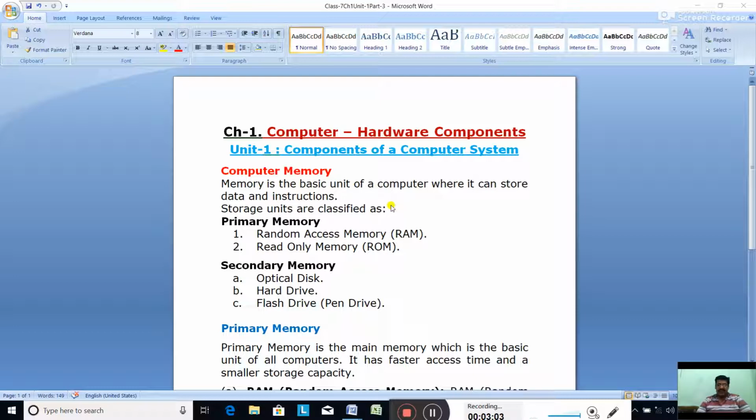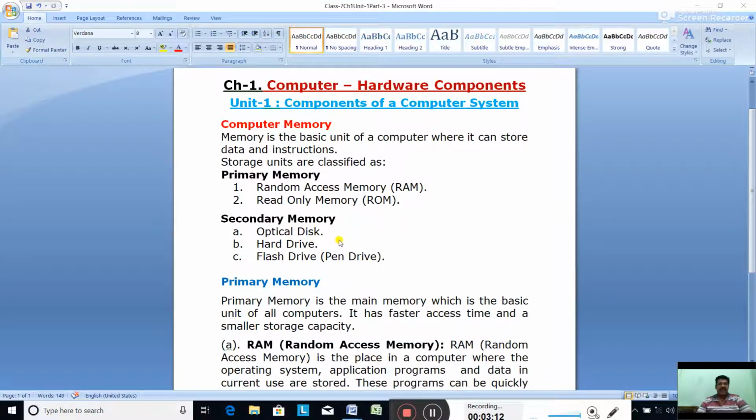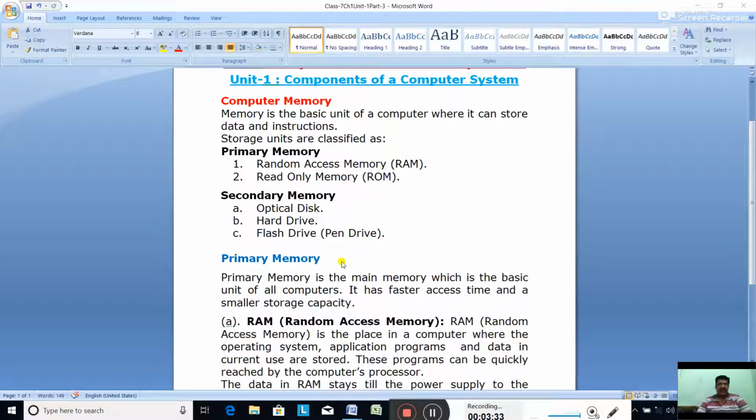Based on the above mentioned functions, storage units are classified as primary memory and secondary memory. The primary memories are of two types: random access memory or RAM, and read-only memory or ROM. Secondary memory examples are optical disk, hard disk, and flash drive, which is called a pen drive. So first comes the primary memory.